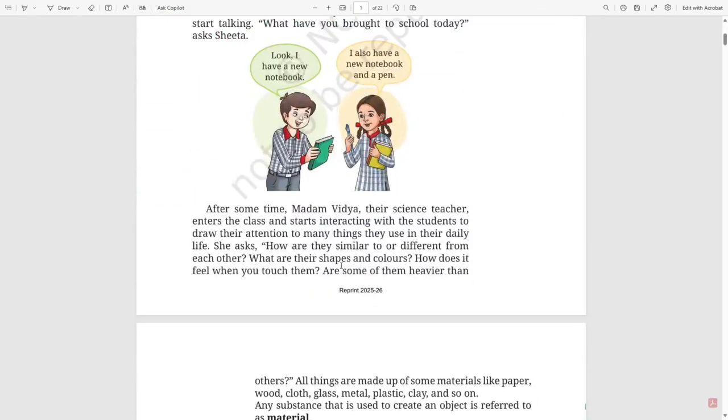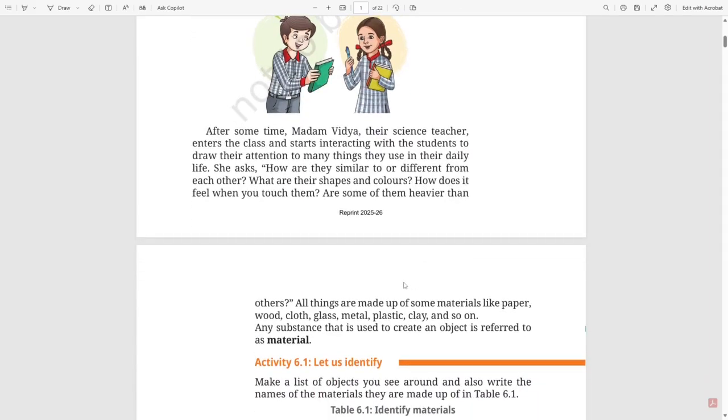Asks Shita. After some time, Madam Vidya, their science teacher, enters the class and starts interacting with the students, drawing their attention to many things they use in their daily lives. She asks, how are they similar to or different from each other? What are their shapes and colors? How does it feel when you touch them? Are some of them heavier than others?